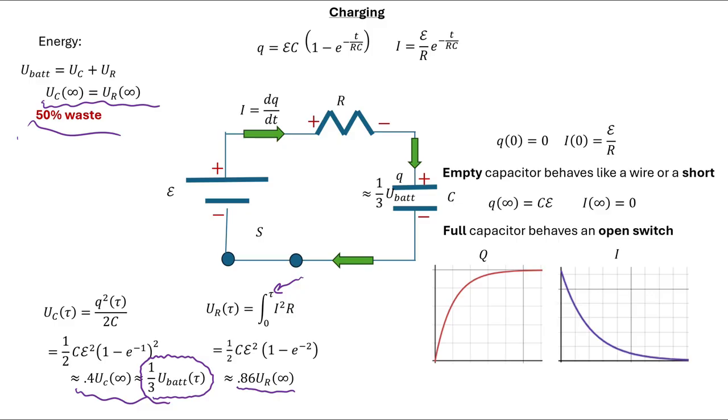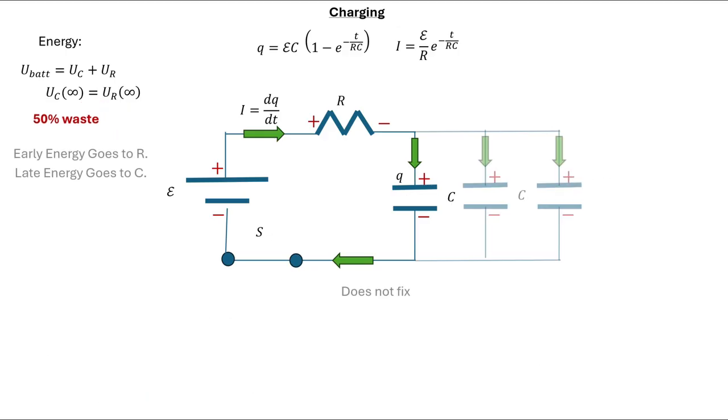So the capacitor is less efficient the less time you let it charge. You lose more of a fraction of your energy. Okay, so early on, the energy goes to the resistor. Later, it goes to the capacitor. You might say, well, actually, I know how to solve this. There's no problem at all.